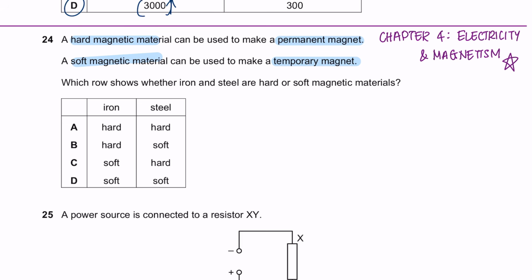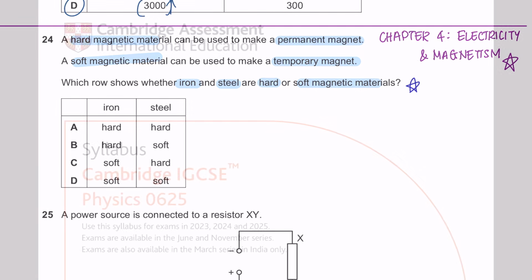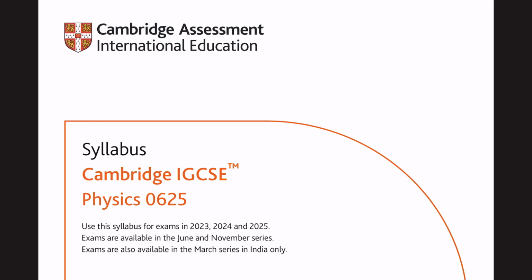Which row shows whether iron and steel are hard or soft magnetic materials? The ability to answer this question entirely depends on whether or not you have revised this chapter properly. If you are unfamiliar with certain concepts in your syllabus, please always refer to your course specification. Make sure you're looking at the right one. This is for exams from 2023 to 2025.